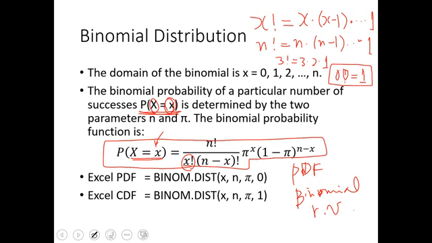Okay. And 1 factorial is 1. 2 factorial is 2 times 1. 3 factorial is 6. And 4 factorial is 24, and so on.